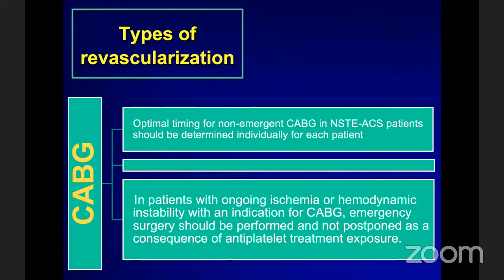The second type of revascularization for a patient with non-ST elevation myocardial infarction is coronary artery bypass graft. The optimal timing of non-emergent CABG in non-ST acute coronary syndrome patients should be determined individually for each patient according to comorbidities, the size and area of ischemia, and its symptoms. In a patient with ongoing ischemia or hemodynamic instability with an indication for CABG, emergency surgery should be performed and not postponed as a consequence of antiplatelet treatment exposure. Even if the patient is on Plavix, we have to proceed with CABG because we will shorten the time of revascularization.